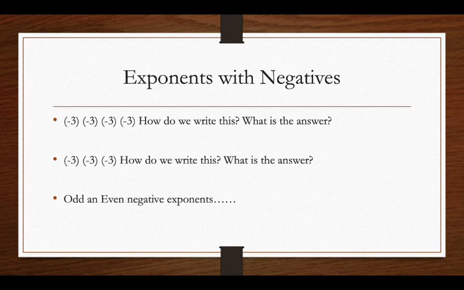Well, if it's even, then it's going to be positive. Okay, so if we have an even number of negatives, it's going to be positive. What if I have an odd number of negatives? It's going to be negative. Okay, we did this before when we were doing multiplication.